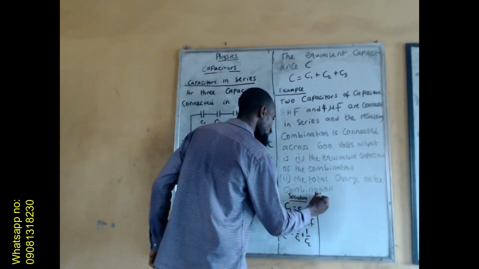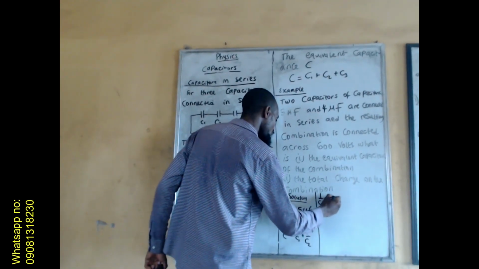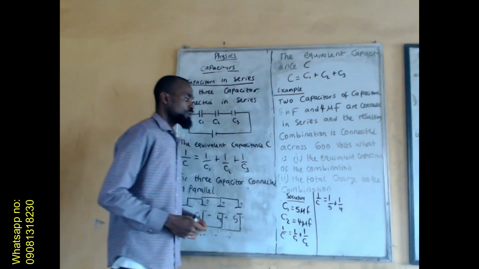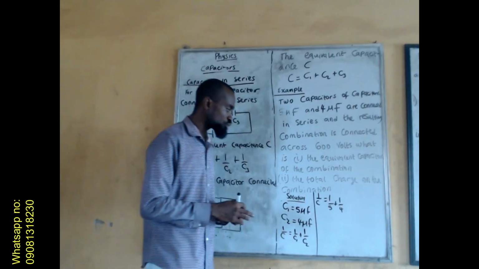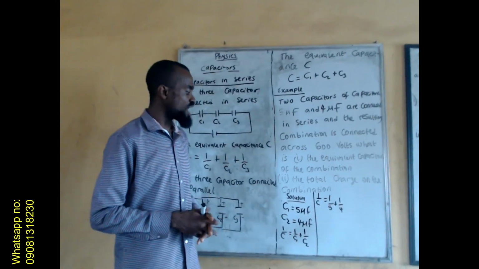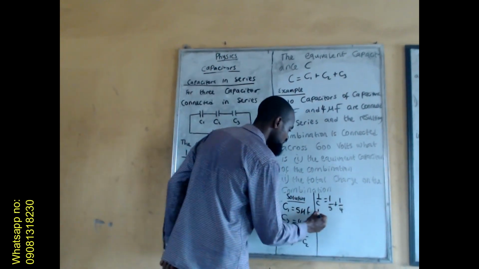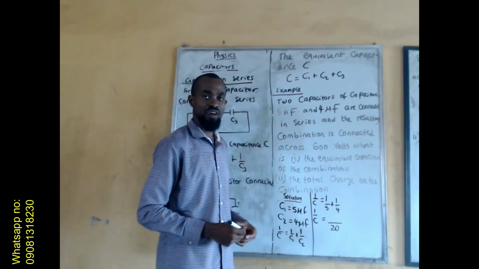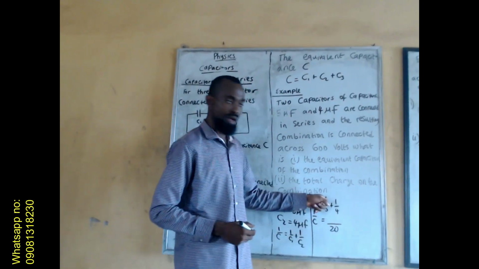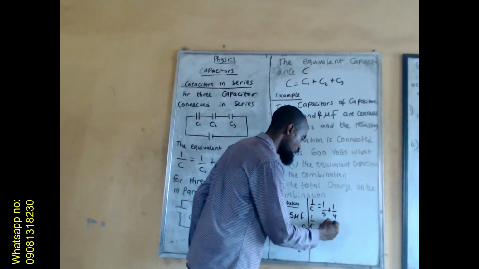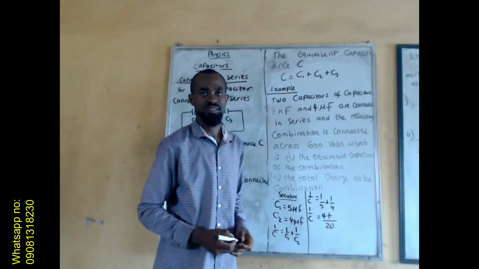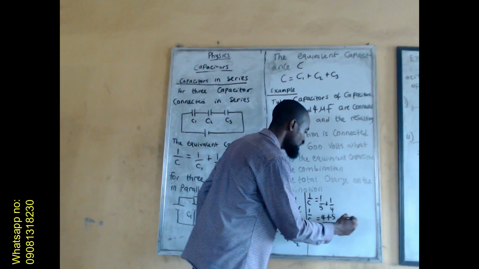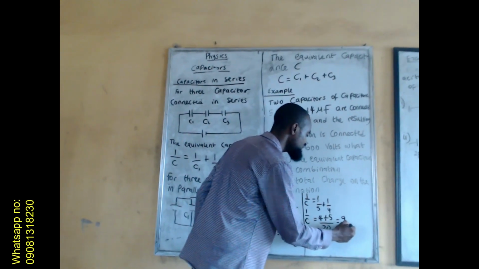So 1 over C equals 1 over 5 plus 1 over 4. There are many ways to do this, so let's do it this way. We'll take the lowest common multiple of 5 and 4, which is 20. 20 divided by 5 is 4, times the numerator 1, which is 4, plus 20 divided by 4 is 5, times 1 is 5, which results in 9 over 20.